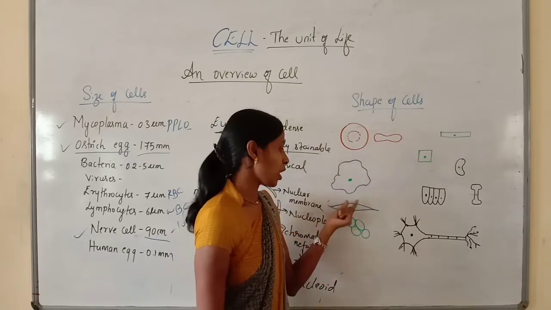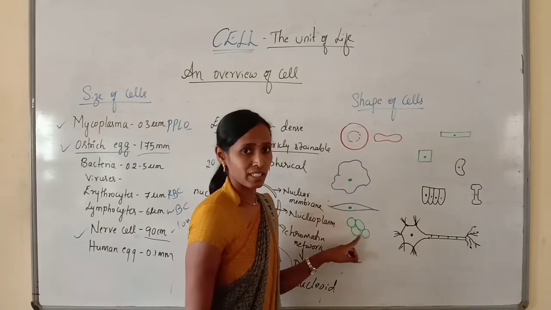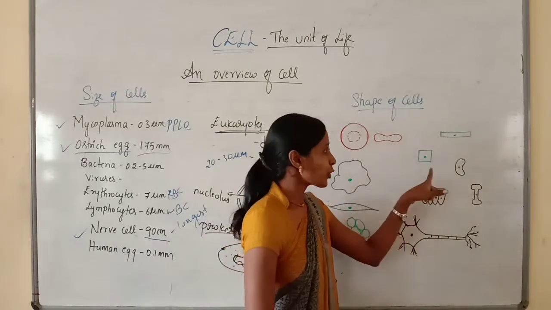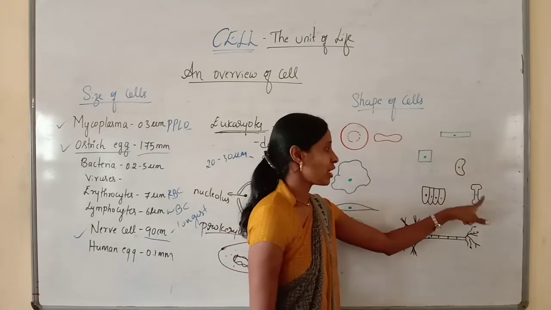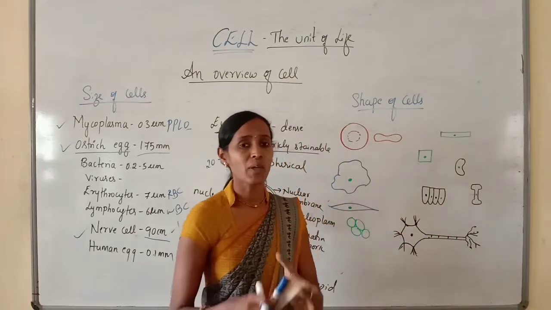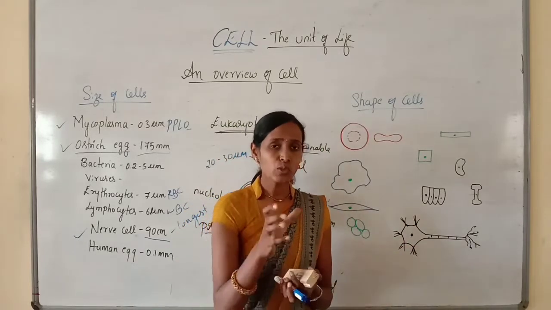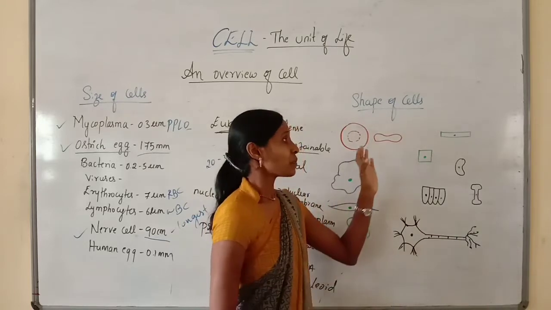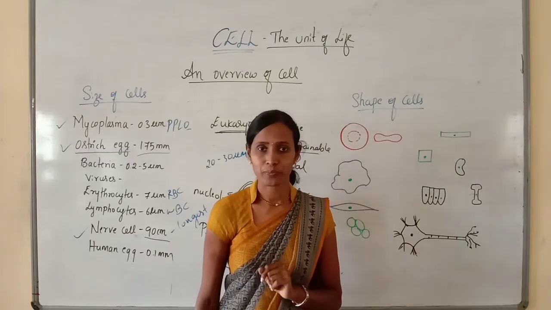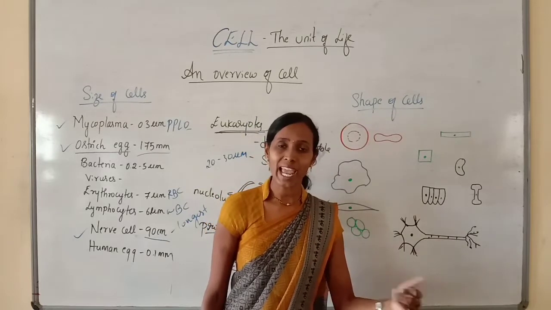They may be spindle shaped like this. They may be spherical, circular in nature. They may be flattened cells, cuboidal, kidney shaped cells, dumbbell shaped, columnar cells and elongated cells. So these are the different shapes of cells we can see in an organism. One more thing we should note: the shape of the cell depends upon the position as well as function.